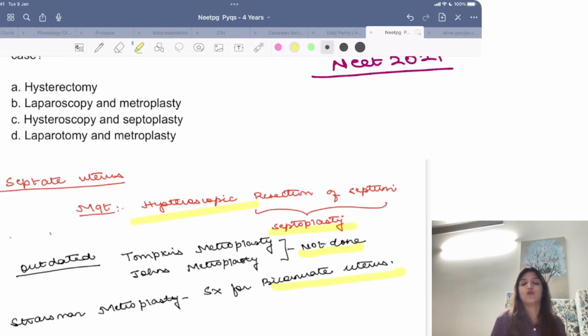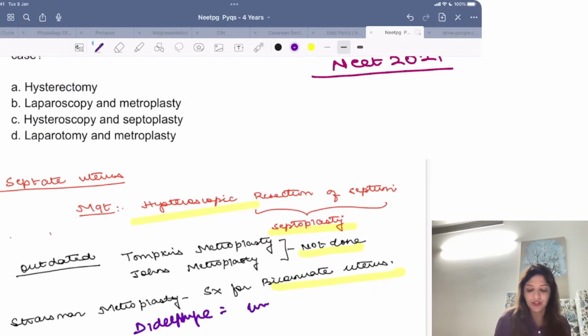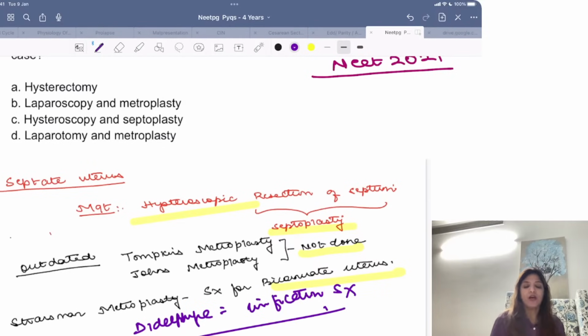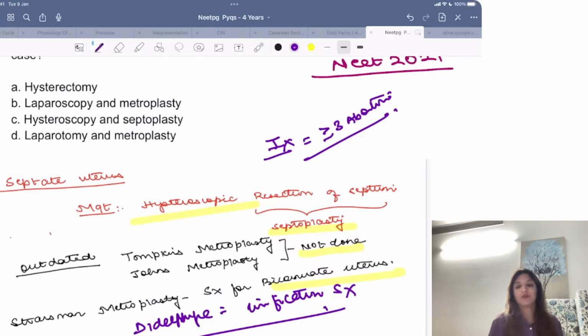Now, for bicornuate uterus, we go for Strassman metroplasty. For didelphic uterus, you go for unification surgery. Right? What is the indication for doing surgeries? The only indication for doing surgery on a malformed uterus is if it leads to 3 or more than 3 abortions. Right? Then you are going to do surgery for uterine malformations. So it is hysteroscopy and septoplasty.